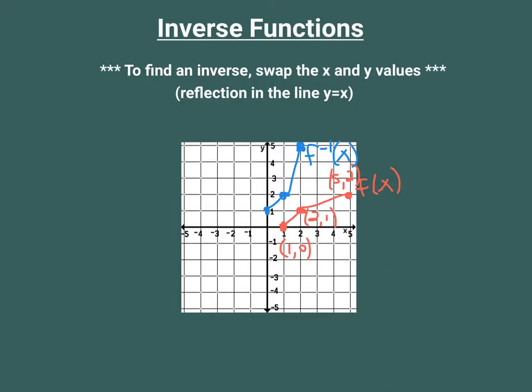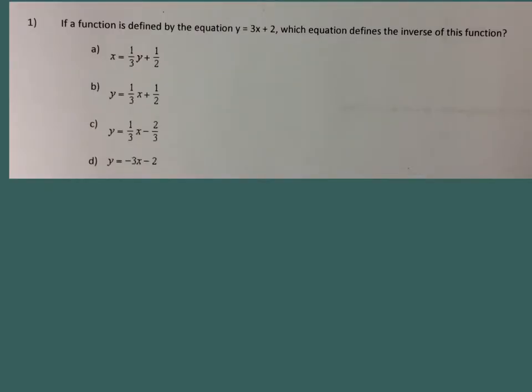So again, all we're doing is we're just switching our x and y values. We're reflecting in the line y equals x. Okay, so let's take a look at some examples in the packet. If you take a look at number 1, it says, if a function is defined by the equation y equals 3x plus 2, which equation defines the inverse of this function?